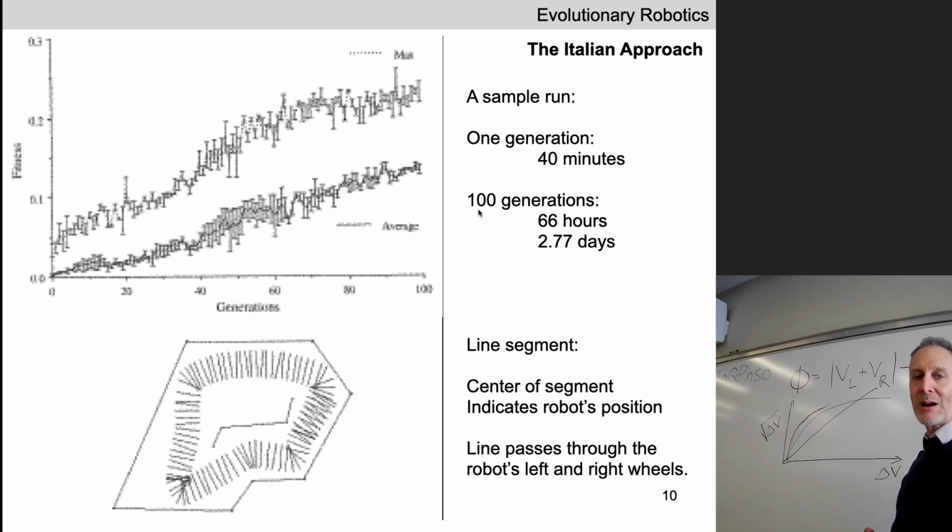They ran this experiment for 100 generations, which took them a little under 3 days to do. Hopefully they didn't do it all in one sitting. Takes a while. Okay. Here's what they got at the end of the 100 generations, at the end of 3 days. Each line segment here, the center of the line segment indicates where the robot is, and the angle of that line segment indicates the orientation of the robot in the maze.